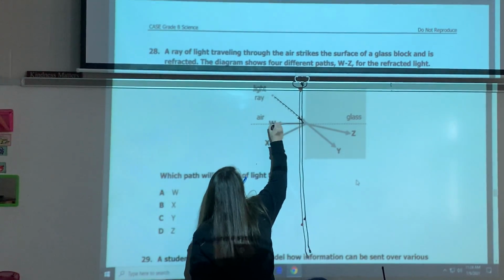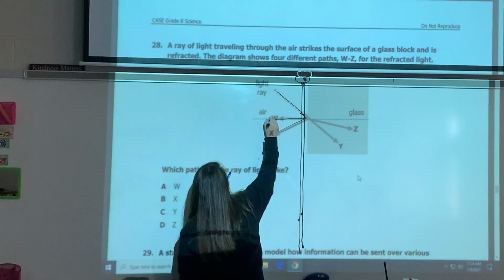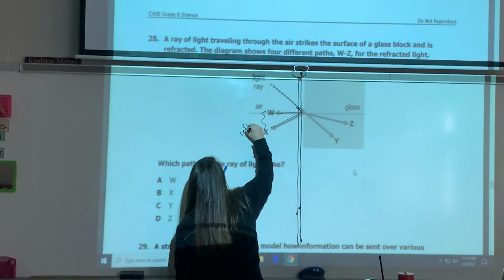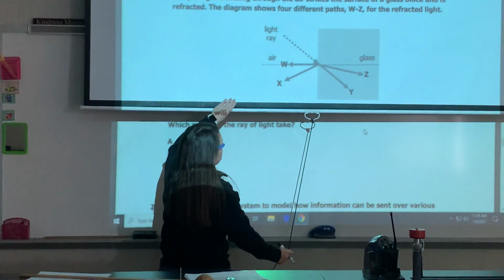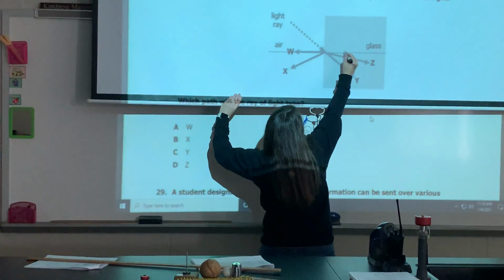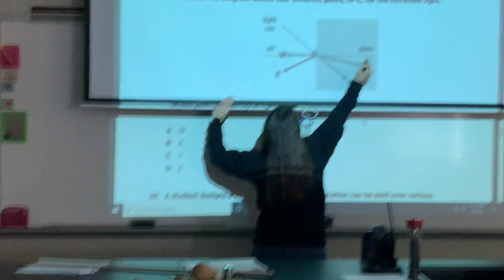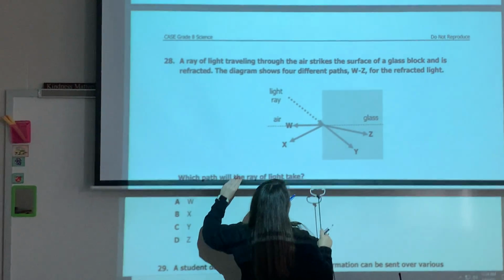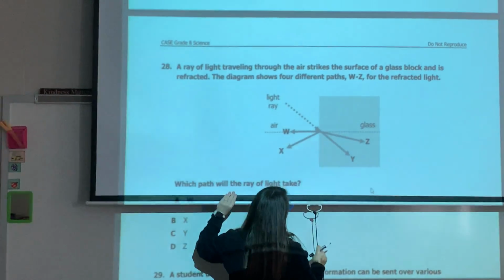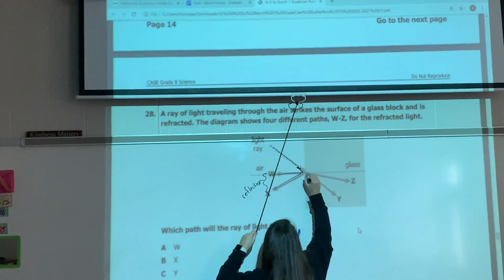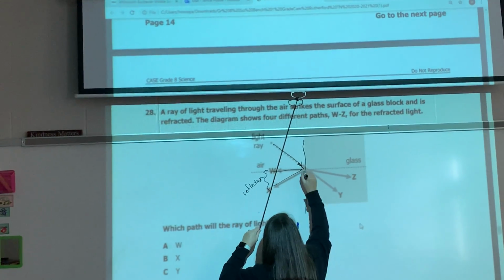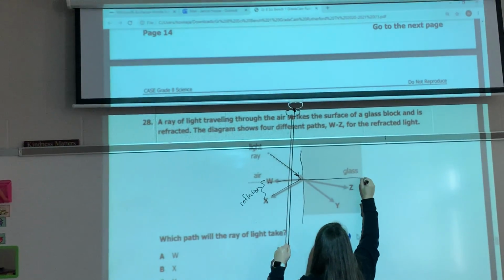So we know that these here are going to be our reflections. Now, you might want to show them that there is a vertical line that should have been drawn, where the glass goes up and down. That is the piece of glass.